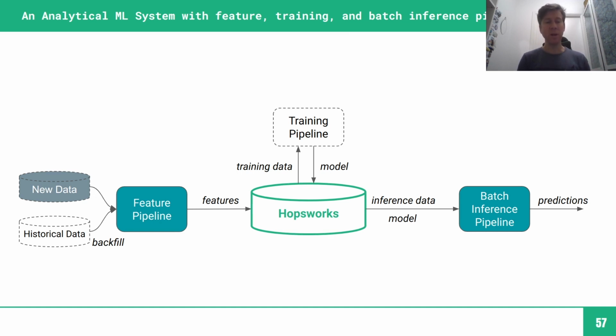The feature pipeline will be able to take historical data and backfill or create features from that historical data. And when it has new data coming in, it can also compute features that it writes to the feature store. So the batch inference pipeline will take the new data, the inference data, download the model, and then make the predictions. The training pipeline will just take the features that arrived with labels for training data, train the models, and write the model back to the Hopsworks platform.